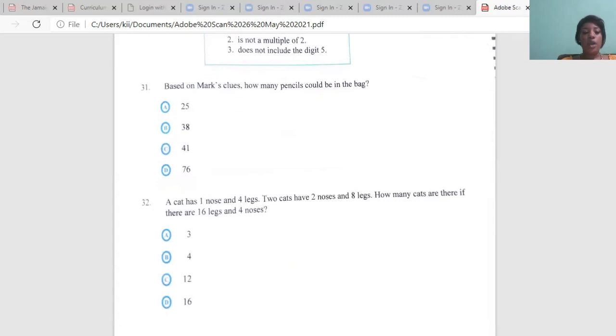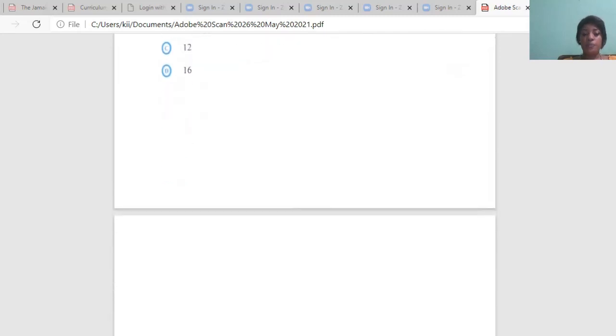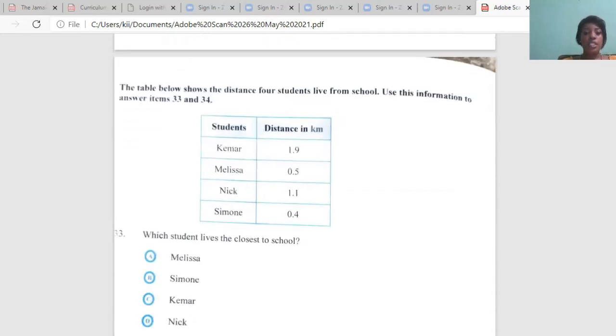A cat has 1 nose, 4 legs. 2 cats have 2 noses, 4 legs. How many cats are there if there are 16 legs and 4 noses? 4 cats. Because I'm dividing, if 1 cat has 1 nose, then 4 cats have 4 noses, and then I'll divide the 4 into 16 and I'll get 4 legs for each cat, so it's 4. Number 32 is 4. Let's move on to number 33.